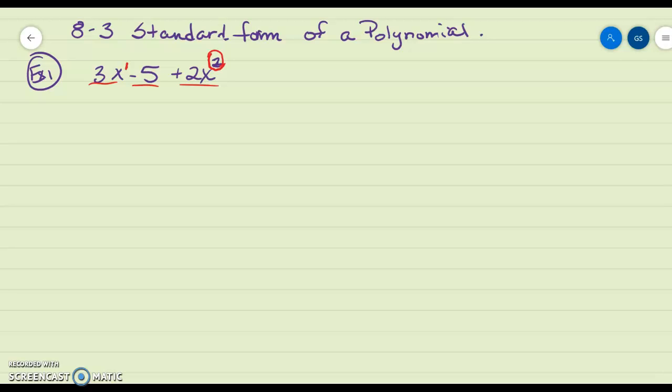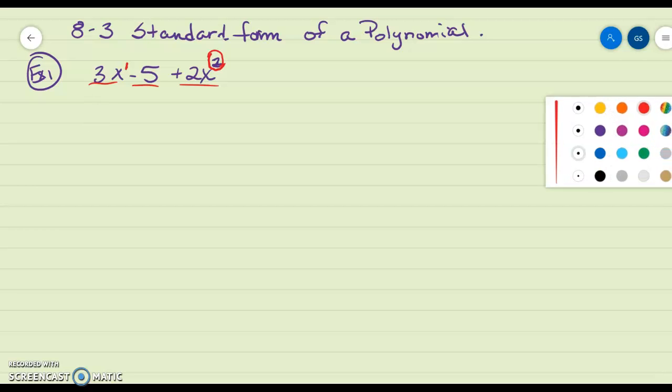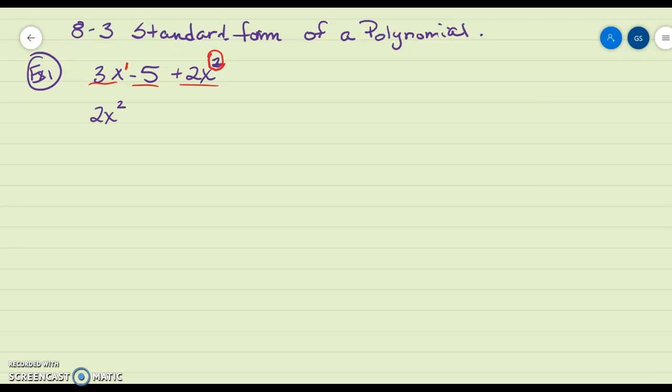So what we're going to do is we're going to put the terms in descending order according to their exponents. So what I mean by that is exponents from highest to lowest, and then the constant goes last. So in this case, of example 1, we're going to take 2x squared, and we're going to write that first. And the reason we're writing that first is because it has the highest exponent.